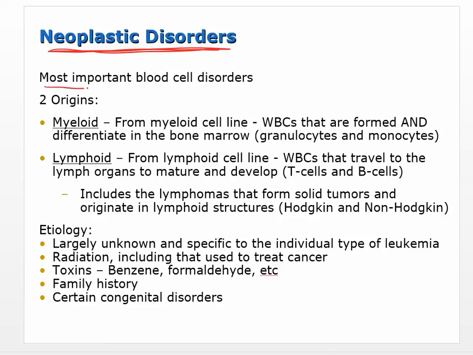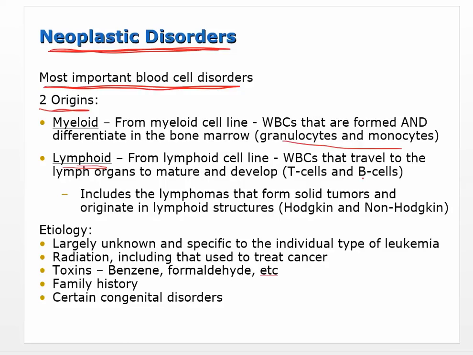Because these are the most important blood cell disorders, because we're talking about cancer. Okay, so two origins. Again, we go back to our cell lines, the myeloid. Remember the granulocytes and monocytes. If they're from the myeloid line, remember the myeloids are formed and differentiated in the bone marrow. And then the lymphoid are from the lymphoid cell line. These are white blood cells that travel to the lymph organs to mature and develop.